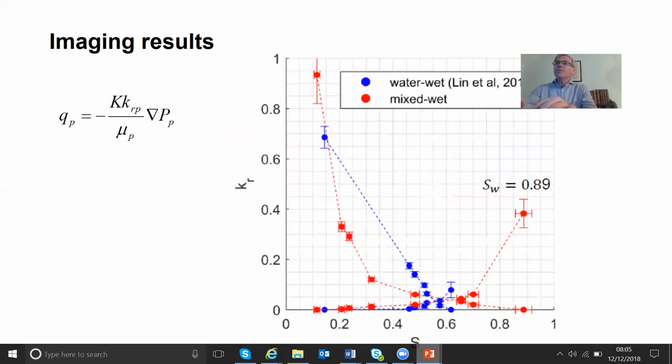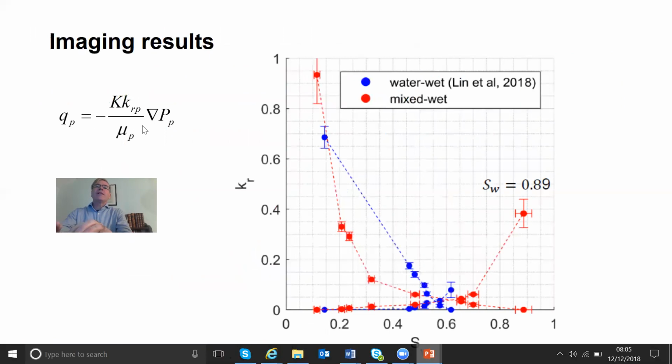Now here are some other results. This shows the effects of wettability. Again, I'm showing the equation here, the multiphase Darcy law. I haven't put in the gravity term. The experiments are normally done either where gravity is a negligible effect or where the flow is horizontal.